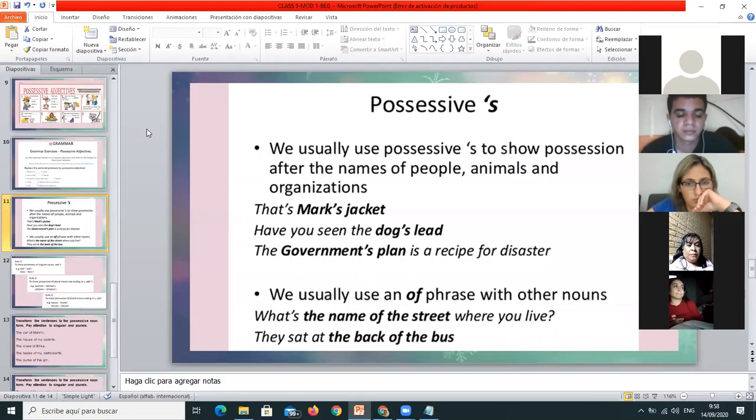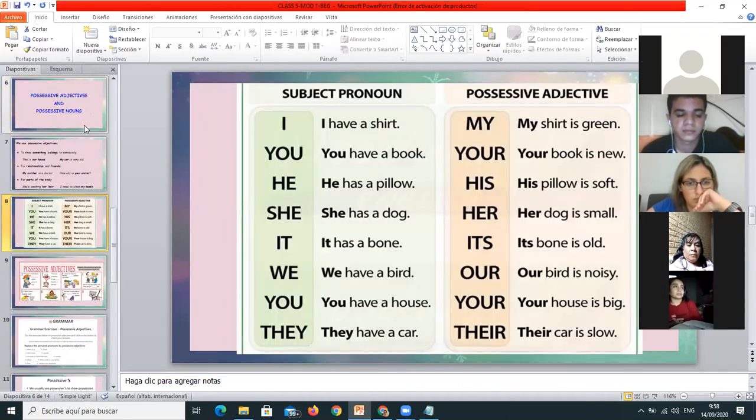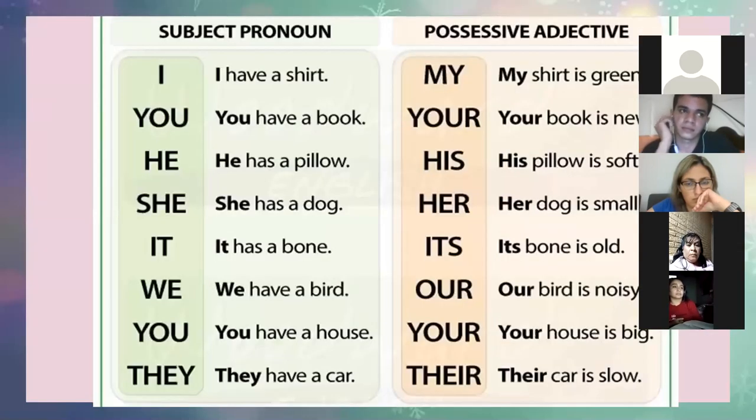We're going to continue talking about possessives. For the moment, we studied possessive adjectives, right? So let's remember the possessive adjectives very quickly. The possessive adjective for I is, what is it? My. Okay. Right. For you, your. He.